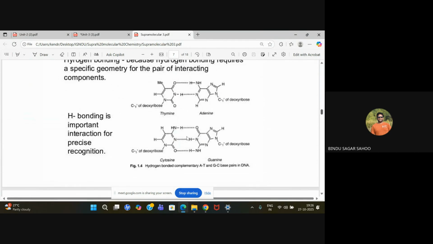So for this programming nature, hydrogen bonding is also necessary. This is also a type of non-covalent interaction. So between thymine and adenine, always two hydrogen bonds exist, and between cytosine and guanine, three hydrogen bonds exist. So you can say in which case the strength is more. We can say the number of hydrogen bonds is more here, so the strength will be more in cytosine and guanine.